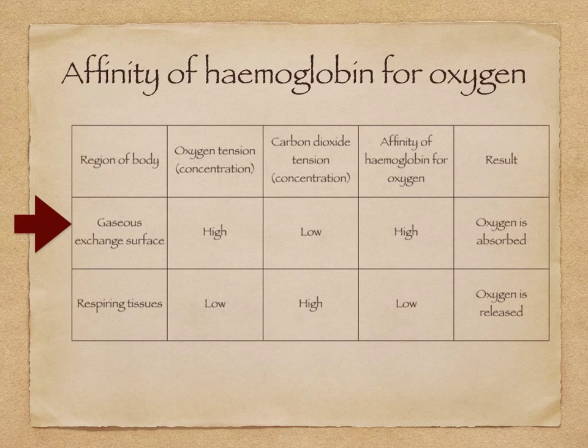This occurs at the gaseous exchange surfaces, for example, as the blood flows past the lungs or the alveoli in the lungs. When the oxygen concentration is low, the hemoglobin has a low affinity for oxygen, so oxygen gets released to the respiring tissues.